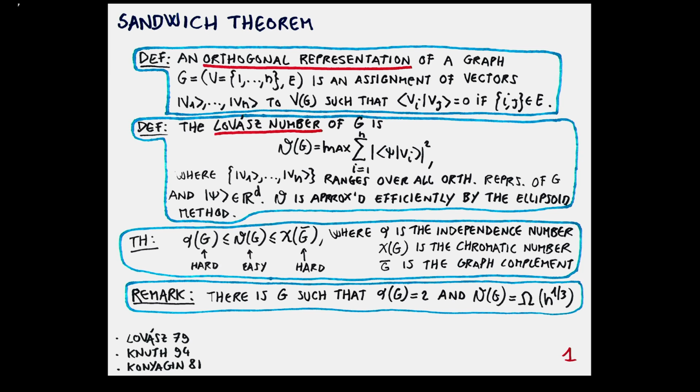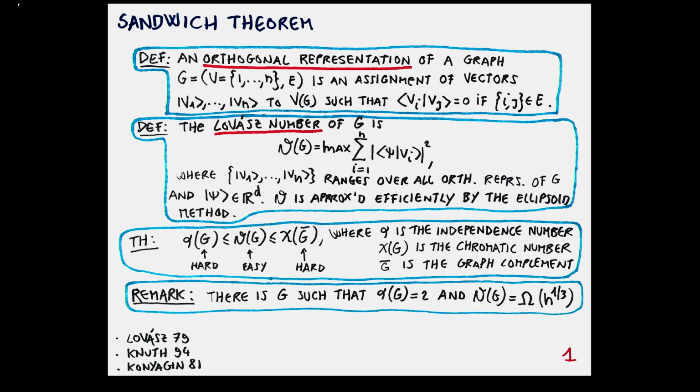And here is all I need in order to define a number associated to graphs, which is called the Lovász number, denoted by theta of G. This is the maximum of the sum from 1 to n, where n is the number of vertices of the graph, of the modulo square of the inner product between the elements of an orthogonal representation and some vector psi, which is a fiducial vector. The optimization here is done over all the orthogonal representations of the graph and the fiducial vectors. And also d here is essentially part of the problem, so I'm optimizing over everything here.